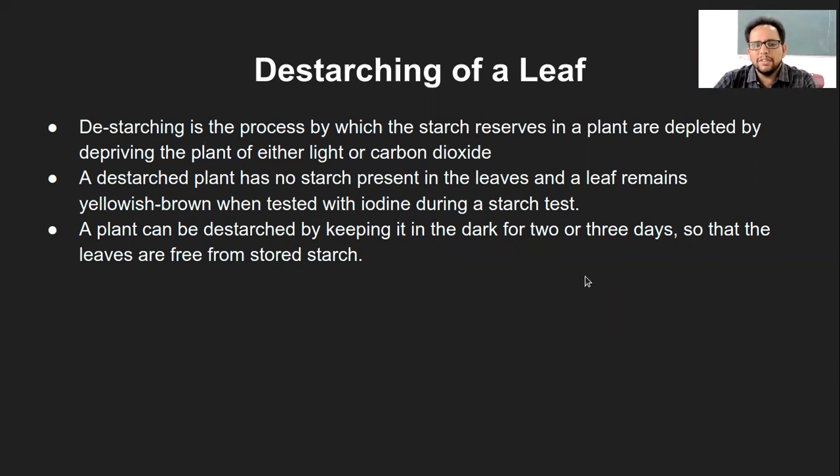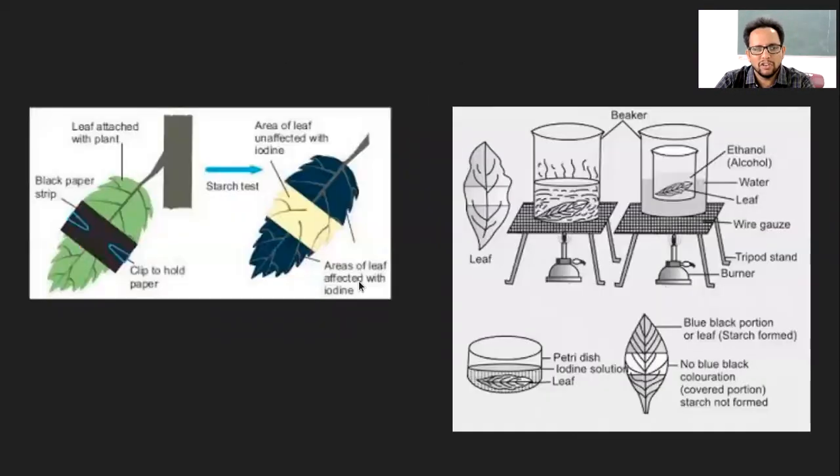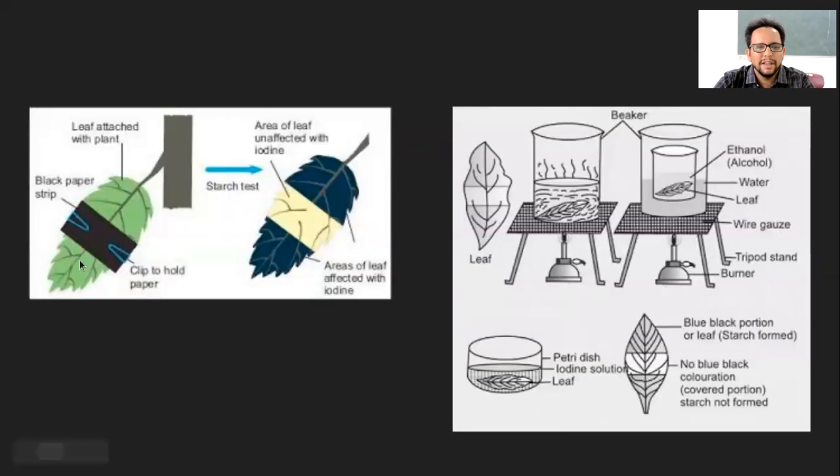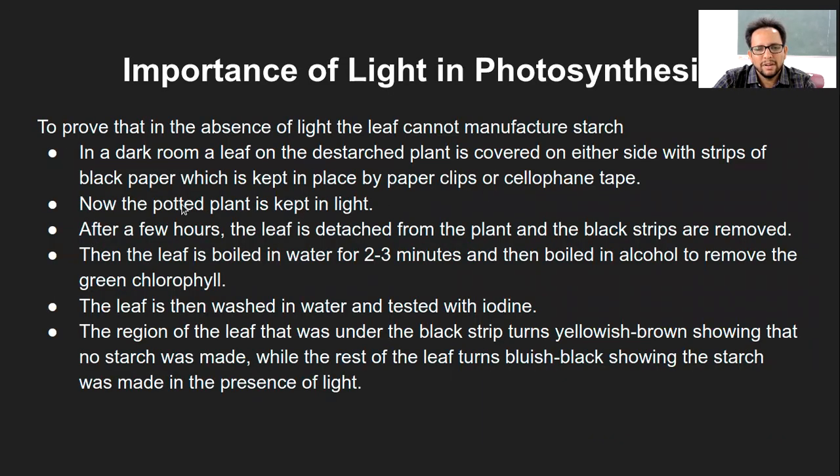So after this destarching, you take such a destarched plant and you cover it on either side with strips of black paper. So something like this. Yeah, the diagram explains it very well. On both the sides, that is the upper and lower side of the leaf, the strip is attached so that the light does not come in contact with this particular covered area. You keep this plant in sunlight for a few hours, and then the leaf is detached from the plant and the black strip is removed, and then the leaf is boiled in water.